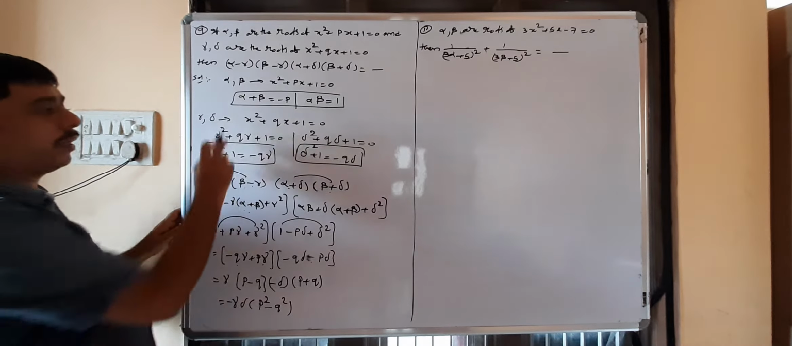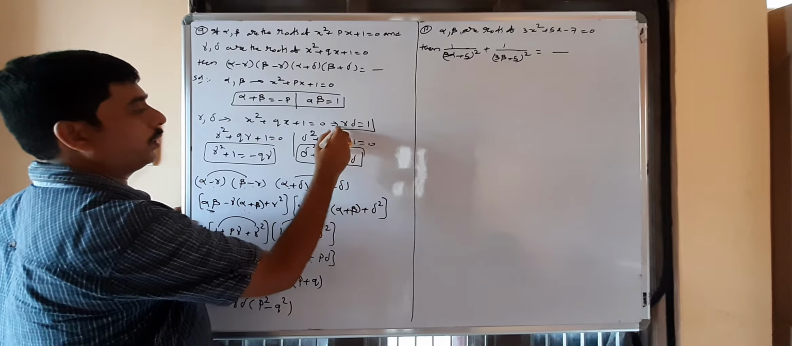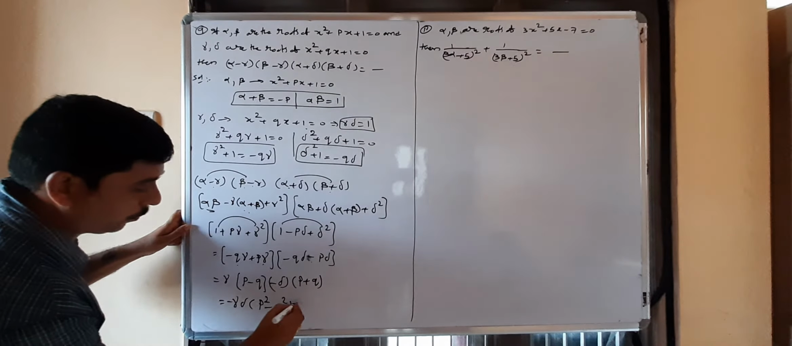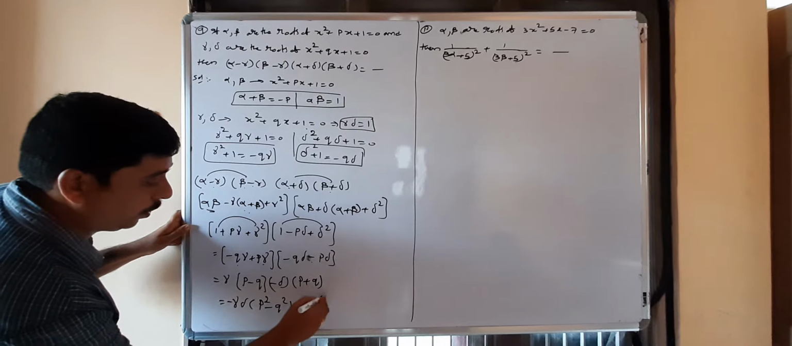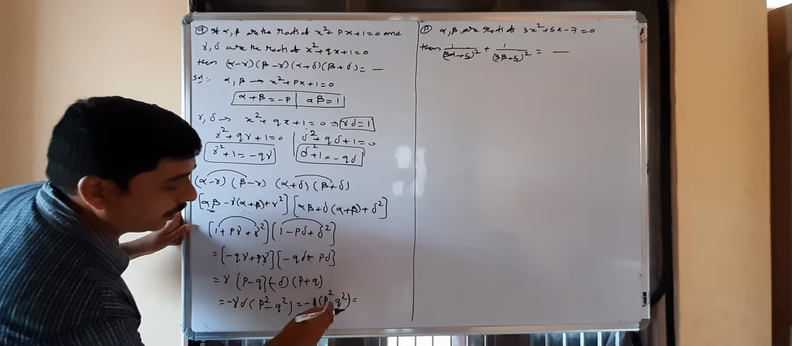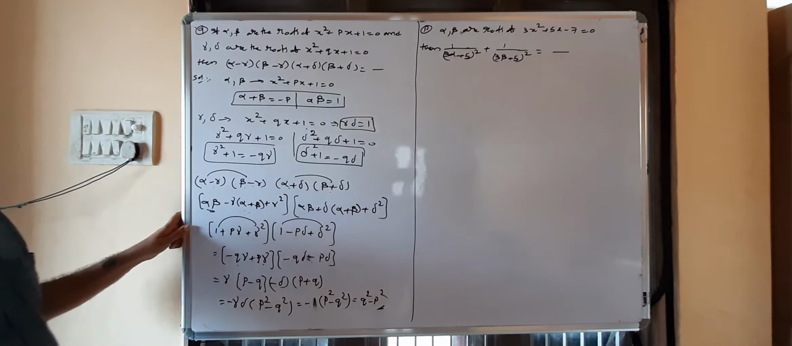You can observe gamma, delta are the roots of this equation. That means product of the roots gamma delta equal to c by a, that is 1, constant by coefficient of x square, 1. Substitute the value: minus of the minus 1 into (p square minus q square). Minus, you can multiply inside, minus into minus, plus q square minus p square will be the answer. Copy that problem.